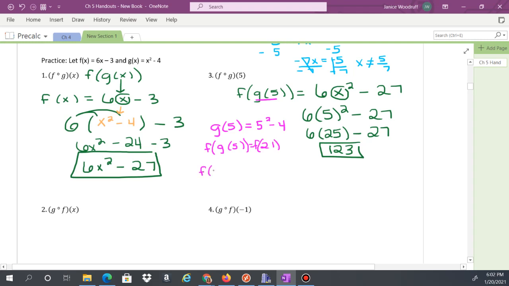So f of 21 is going to be 6 times 21 minus 3, which would be 126 minus 3, 123. So either way, you would get 123, and whichever way you want to do it, that is up to you.